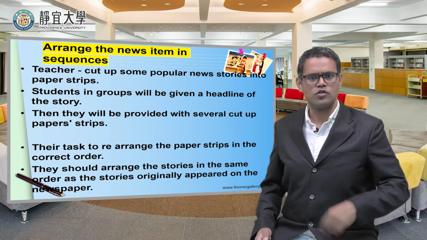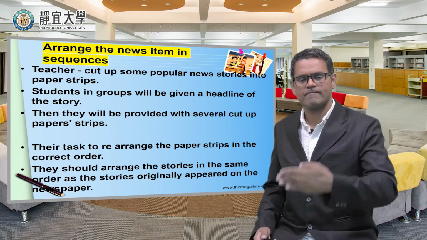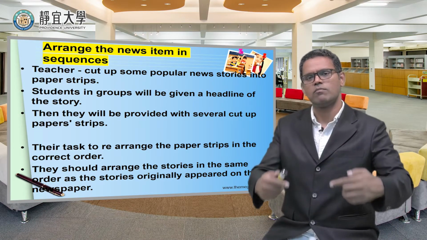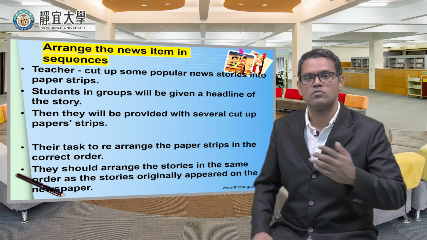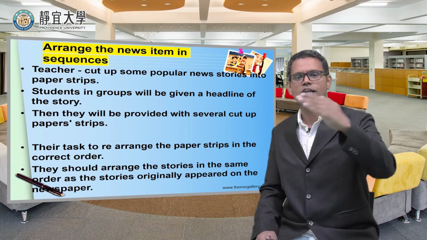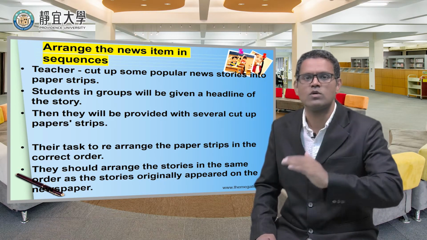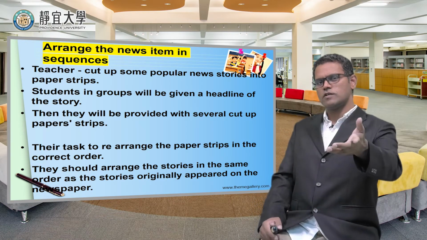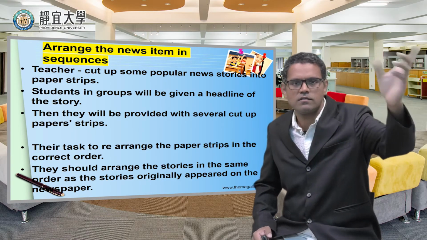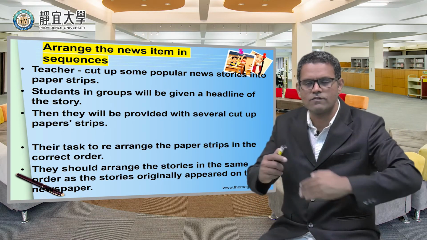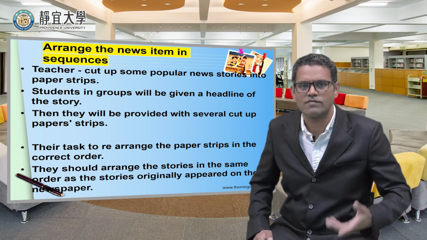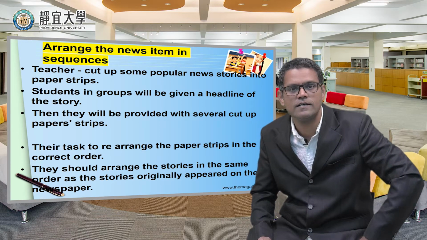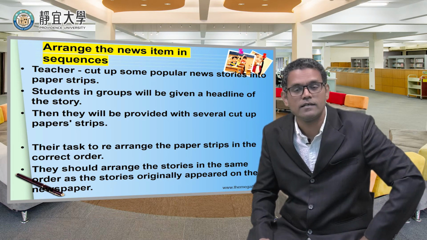I cut up some popular news stories into paper strips, and then give them to a group. I will rearrange it, and again I will upload it online. Then you have to put the lines in order, in sequence. Several cuts of paper won't be given to you, but it's going to be online. So you can look at the sentences and you have to rearrange the news item. You have some time to do it. So these are some of the activities or assignments that we will do online and also in class.